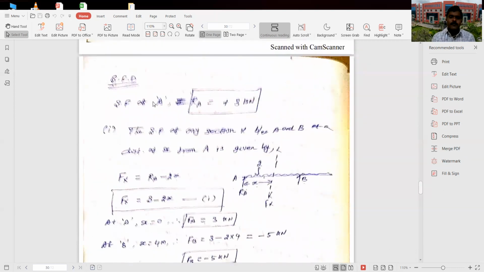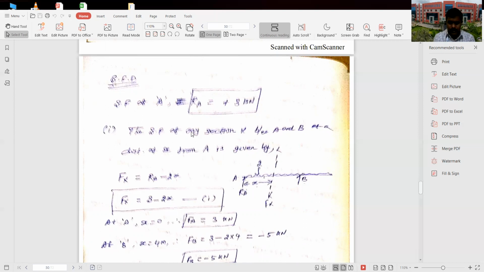So first is shear force at A. What is the shear force at A? Which is nothing but the reaction at A, RA, which is equal to plus 3 kilonewton. So RA, plus 3 kilonewton, is acting at point A. Now I need to know the value of shear force at point A and at point B.